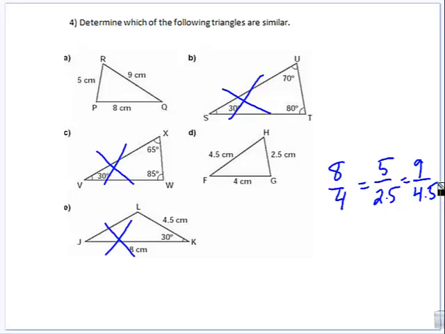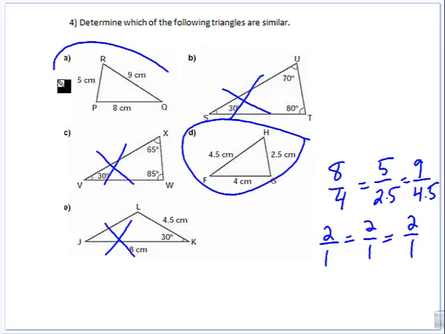Well, what's 8 over 4? What does that simplify to? 2 over 1. What does 5 over 2.5 simplify to? What's 5 divided by 2.5? 2, so that's also 2 over 1. What's 9 over 4.5? Or you can think of it as dividing. It's also 2, so this is also 2 over 1. So that means our triangle D and our triangle A are the similar ones.